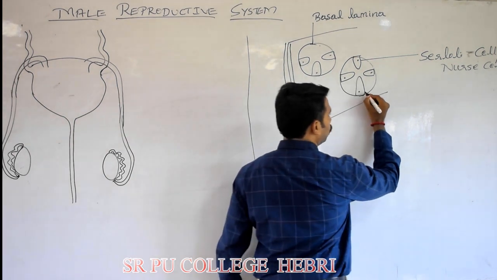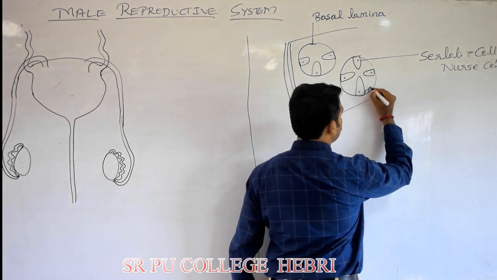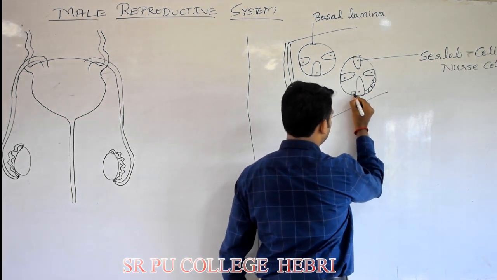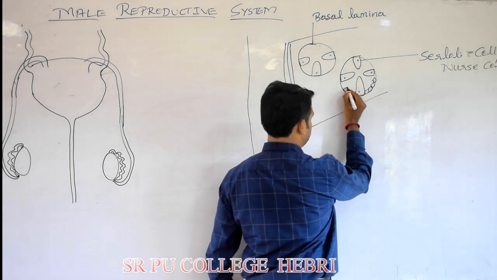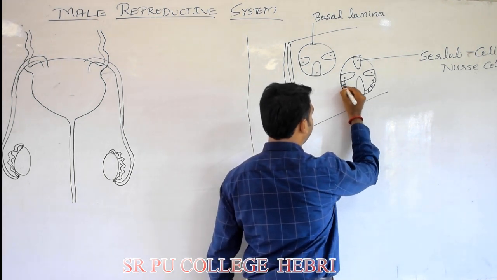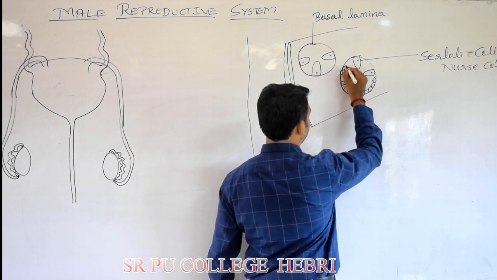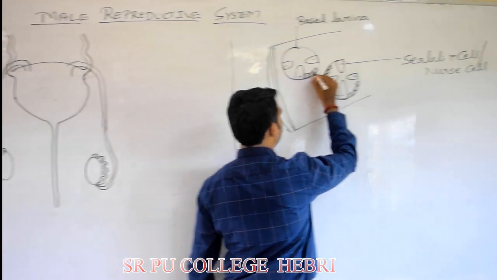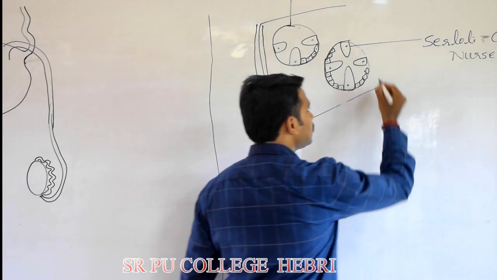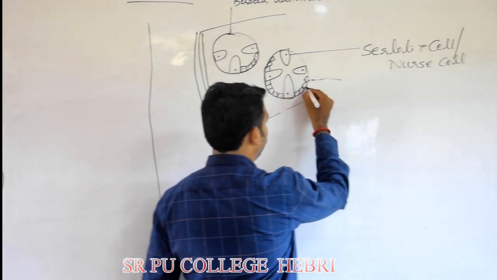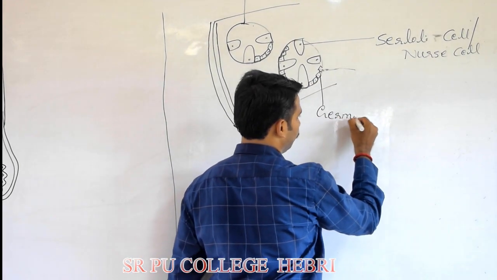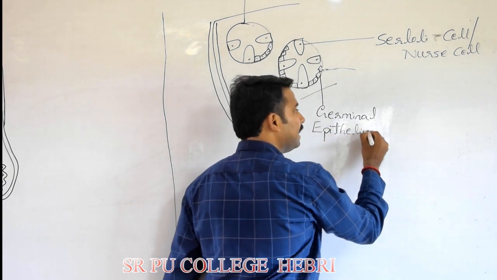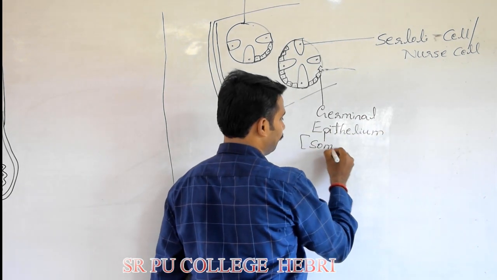Along with that, you will find one more cell which is cuboidal in nature. In animal tissues, you discuss different types of epithelial cells. One is squamous epithelium, another is columnar epithelium, and another is cuboidal epithelium. Here you will find which one? Cuboidal epithelium. This cuboidal epithelium can be called germinal epithelium. What is that called? Germinal epithelium. It is a somatic cell.